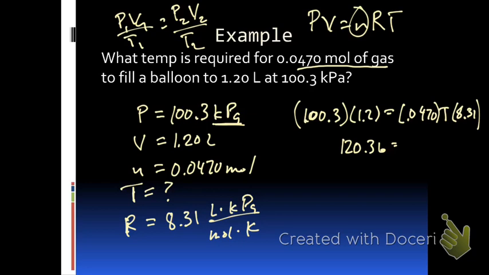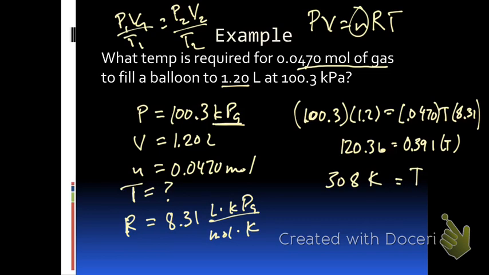0.0470 times 8.31 is 0.39. I'm going to round it to 1. Temperature, so 120.36 divided by... So this temperature is going to equal 300, and how many sig figs do I need? I got 3, 4, and 3, so I need 3 sig figs, so 308 Kelvin.